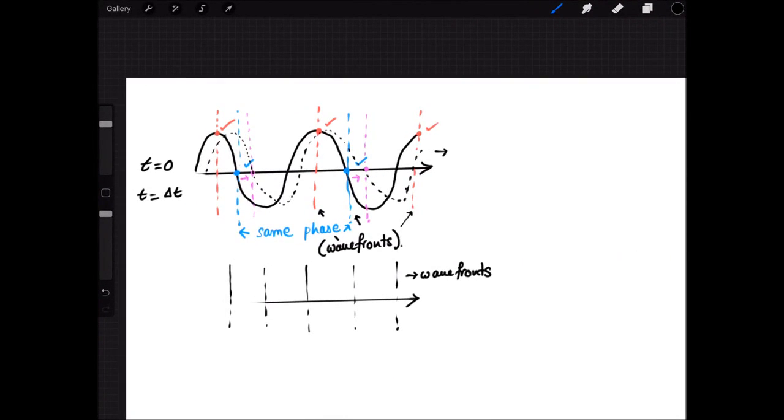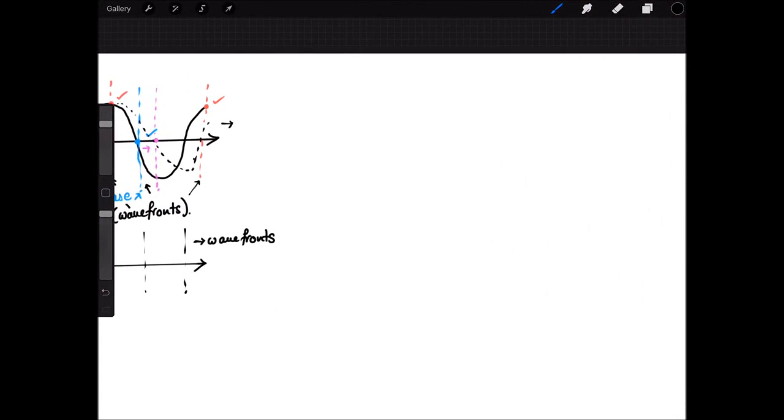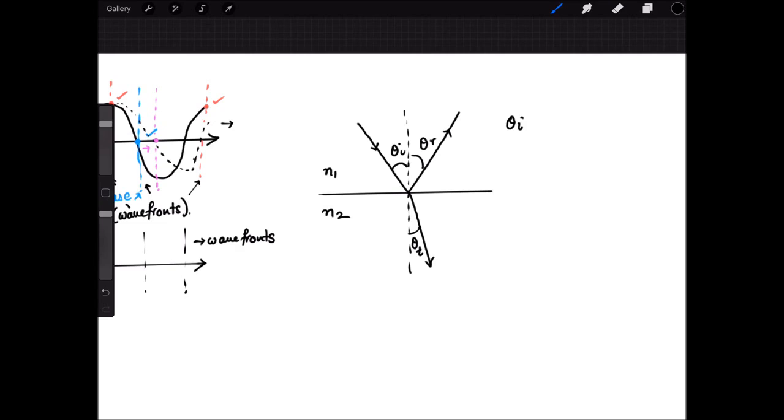So a more generalized situation would be this: you have the interface, you have the normal, you have a beam of light coming in, part of it is reflected back, and part of it is refracted inward. If this is my incident angle, this is my reflected angle, and this is my transmitted angle, with N1 and N2, we have theta I equals theta R, and N1 sine theta I equals N2 sine theta t.